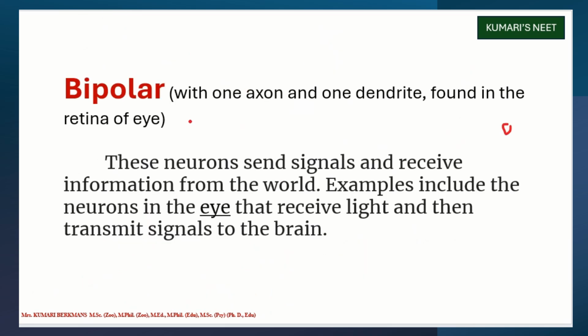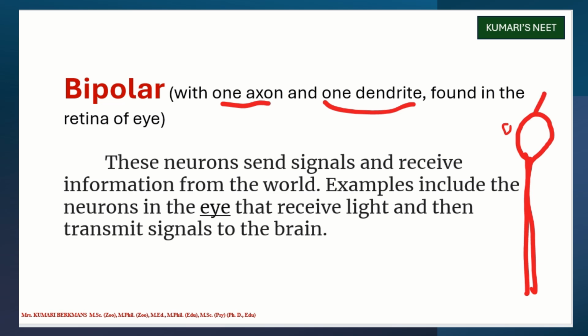Let us see the bipolar. Bipolar means one axon and one dendrite. This is one axon, and here there will be one dendrite. This type of neuron is called bipolar. Two poles are there, so it is called bipolar. Where is it found? It is found in the retina of the eye.